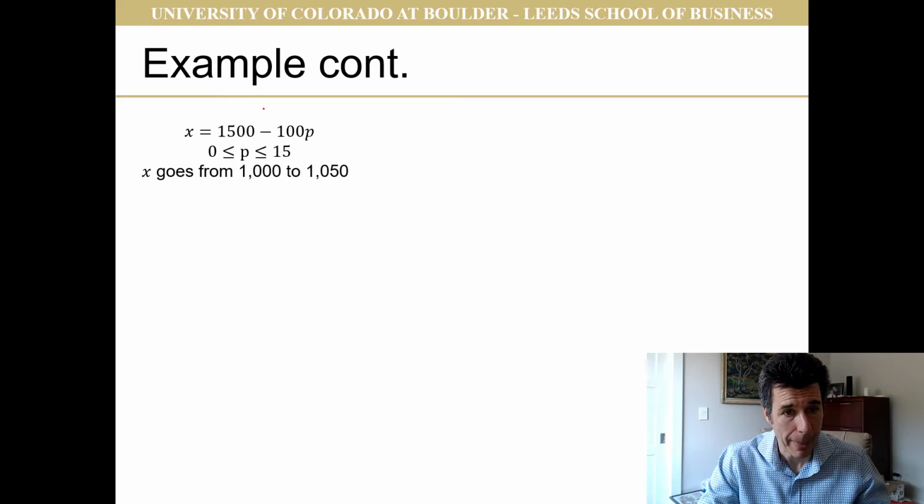Well, first off, we know revenue is X times P. X is changing, so we need to get rid of P in this equation, and we don't have the right form of our demand equation to do that, so let's rewrite. So X equals 1,500 minus 100P.